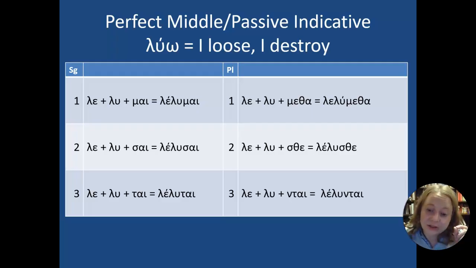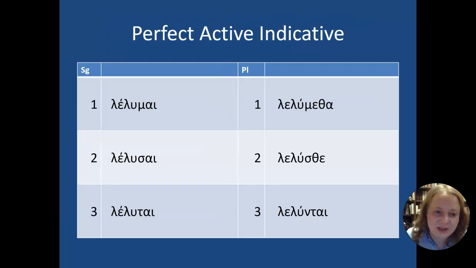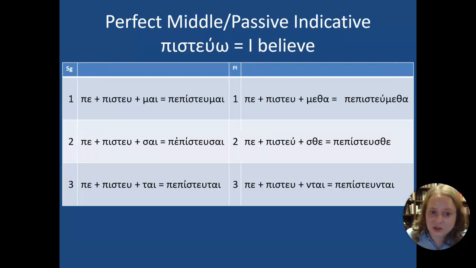And so you can see the doubling of the first letter, and then the smushing on of the endings that you already know, just without a connecting vowel. These are them: lelumai, lelusai, lelutai, leluméetha, leluste, lelun tai. And you want to say, I have been destroyed, because it's happening now to the subject. You have been destroyed. He, she, it has been loosened or destroyed.